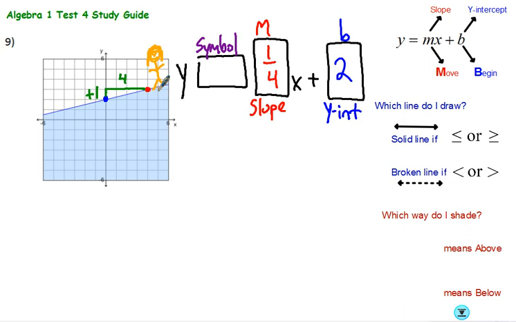So which way is it shaded? Well, it's shaded below her feet. So that means that would be a less than. You know that's going to be less than because below is what it means. And then, is that a solid or a broken line? Well, it is a solid line, so our line is going to be solid. So as far as shading on that one, that's a solid line shaded below.